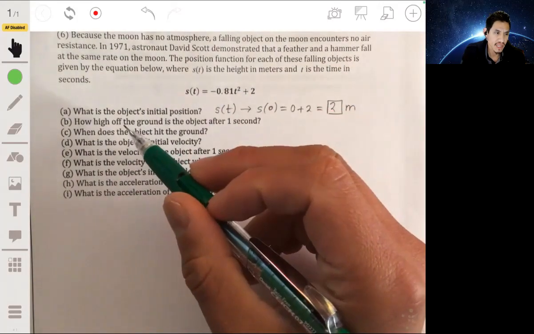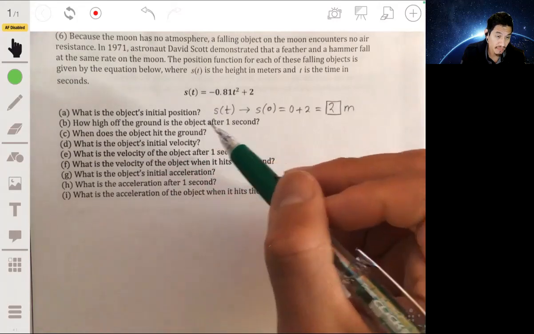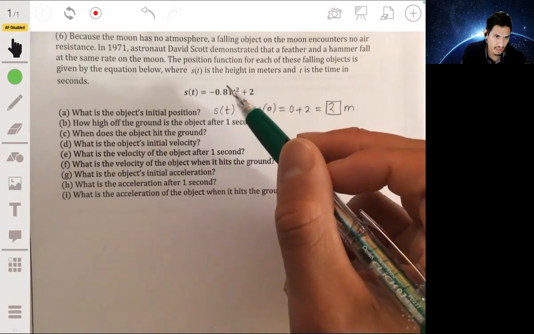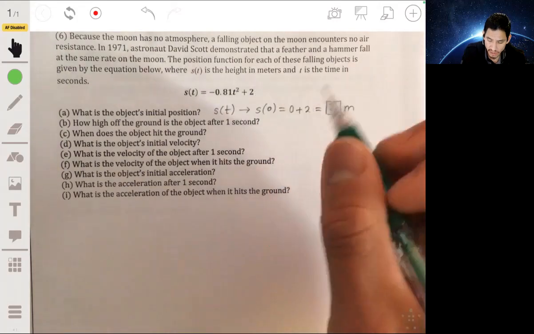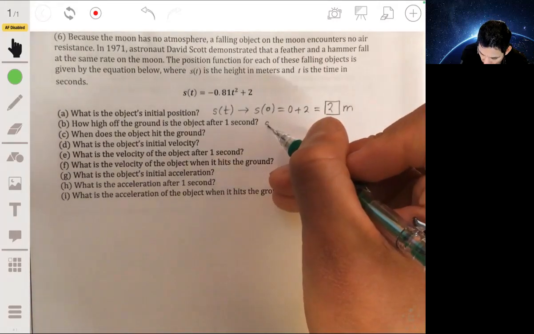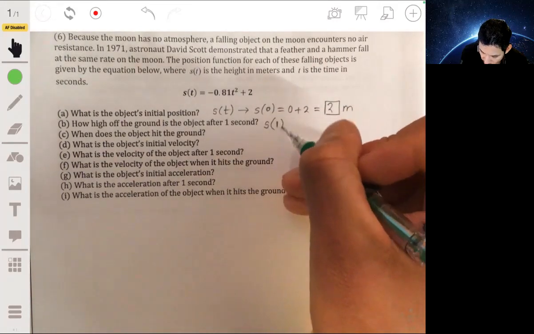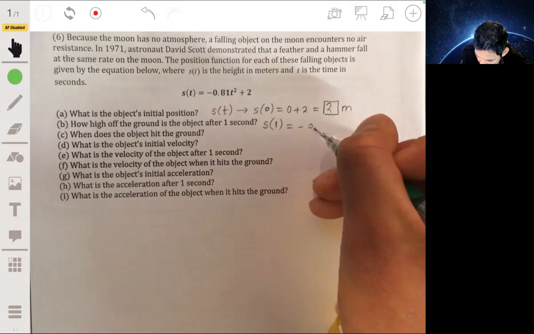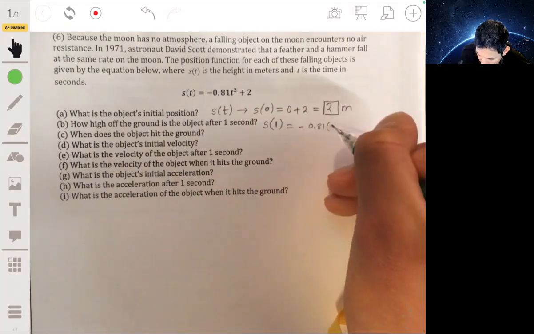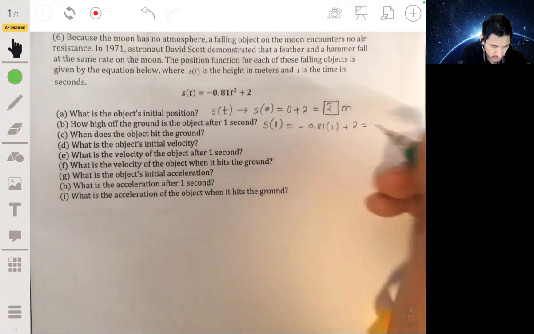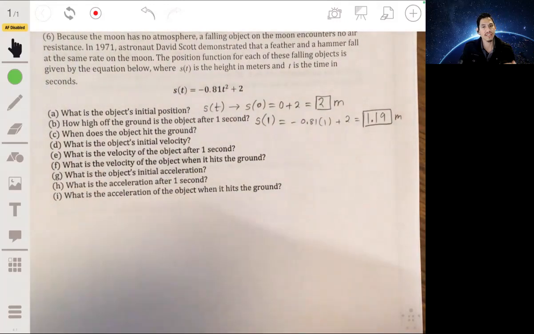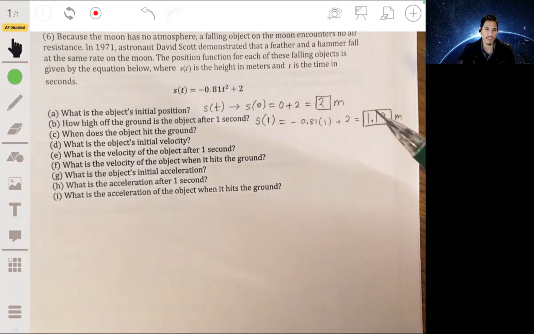Now, how high off the ground is the object after 1 second? We essentially want to know its position, since position talks about height above the ground. We want to find the position at t is 1, so we want to find s of 1. We evaluate this for t is 1, and so we get negative 0.81 times 1 squared, or negative 0.81 times 1, plus 2, which is just going to give us 1.19 meters. So it's approximately 1.19 meters above the ground after 1 second.